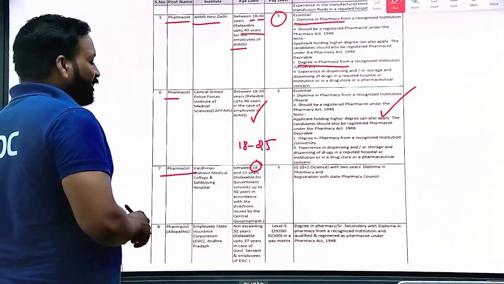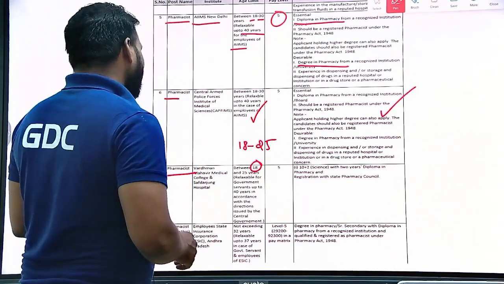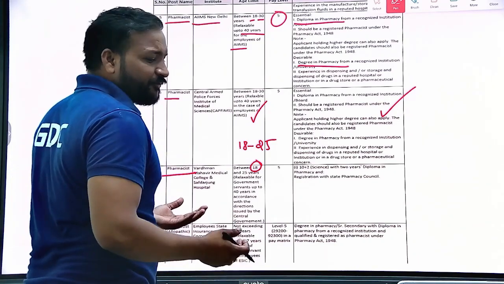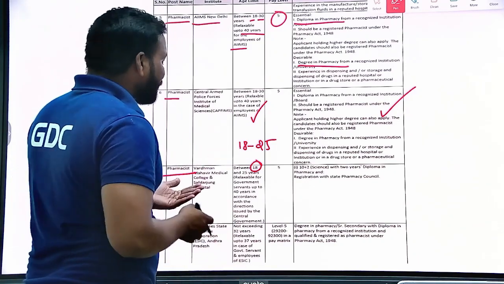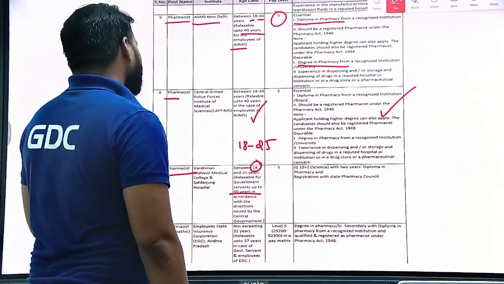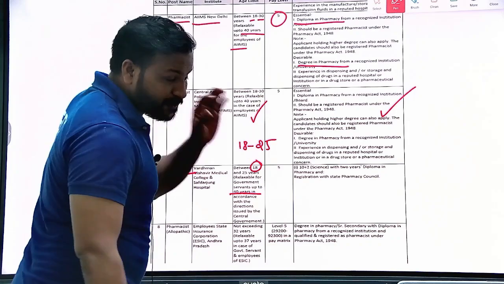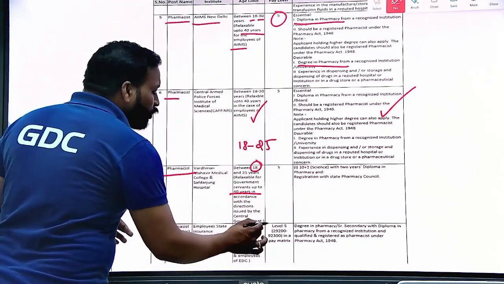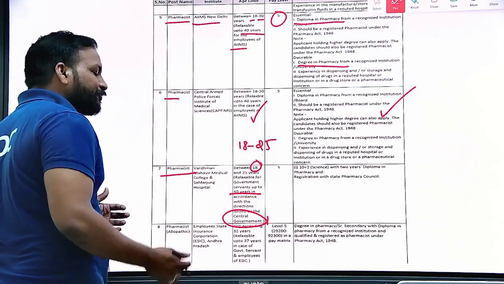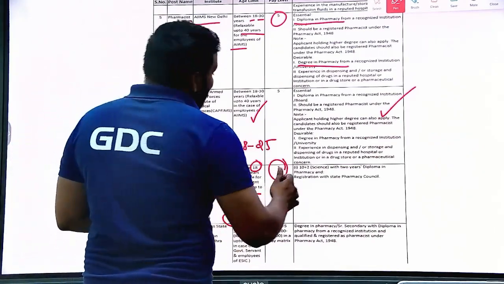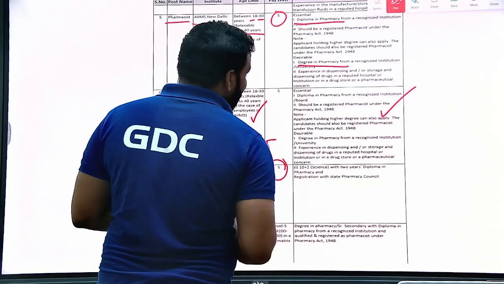But if any person is working as a government servant, especially under the central government, he can climb up to 40 years. The pay level is also fifth here, and the qualification is 10 plus 2 science with a 2-year diploma in pharmacy.